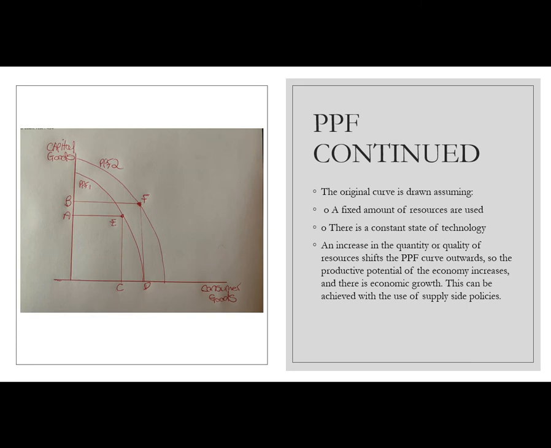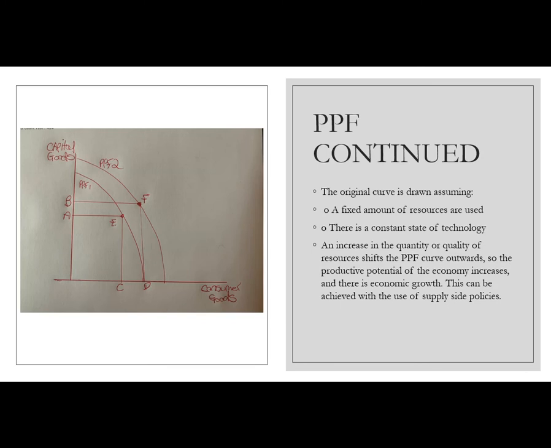So, what is this curve? When we draw the PPF curve, what do we assume? Well, we assume two things. Firstly, that a fixed amount of resources is used. Remember, resources are factors of production: land, labor, capital, and enterprise. So there's a fixed amount that doesn't change. And there is a constant state of technology. The PPF can also depict economic growth or decline. So only production under and on the PPF is attainable, and production outside the PPF is not attainable.